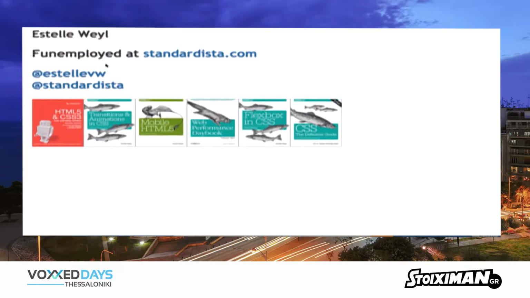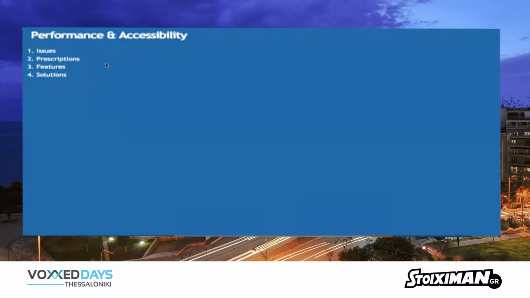So far my deck is working. My name is Estelle. I am fun employed, which means I am unemployed except I work my ass off. Most recent book is CSS The Definitive Guide, which is the last one. Wrote it with Eric Meyer. It is a short 1,054 pages. It really should be called CSS The Good Parts because we omitted a lot of stuff. Otherwise, it would have been like twice the size of the Bible.